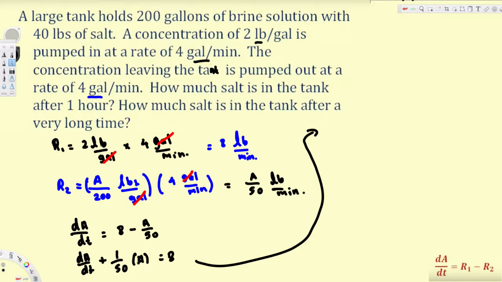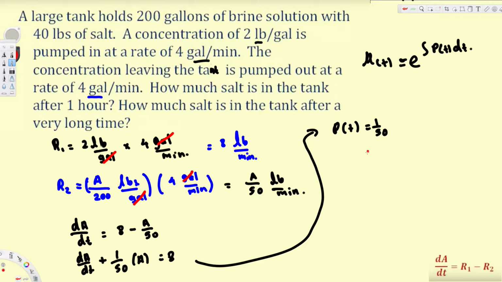P of t is basically the value that multiplies this A value. So this is the P of t value right here. P of t is 1 over 50, and then we have to find out the integrating factor. To find the integrating factor, we use this equation: mu of t is equal to e power integration of p of t dt. So this is the equation we are going to use to find the integrating factor.